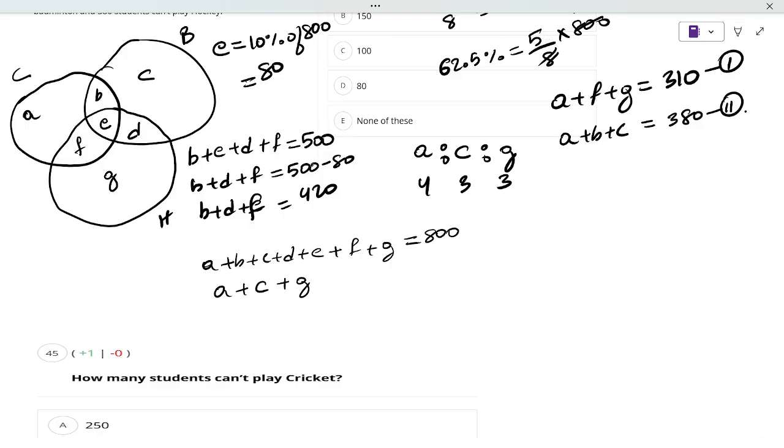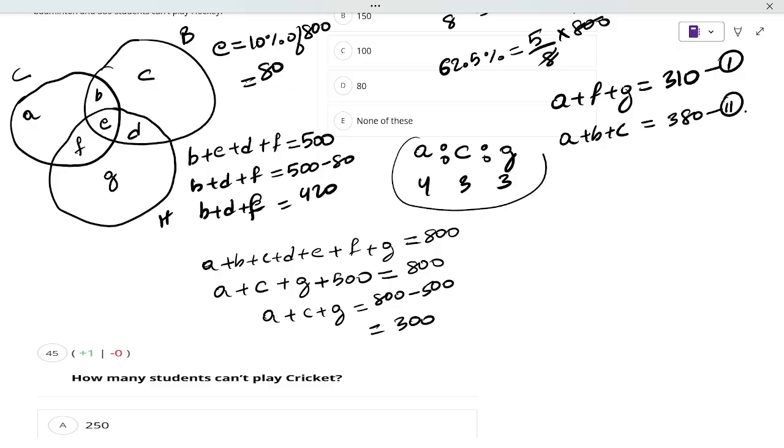Now, can we place 500 for the rest? Because B plus E plus D plus F is 500, so we put the value for those four, and the total is equal to 800. That means A plus C plus G is equal to 800 minus 500. Then this will give us 300. Now we have A, C and G in terms of ratio, and their total is 300. So now can we find their exact value?